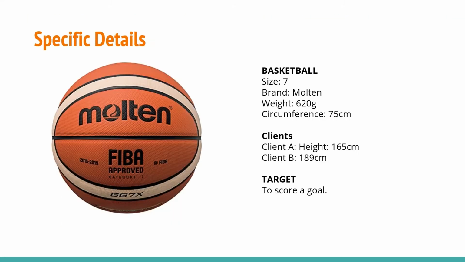Both clients will be using the same size 7 Molten basketball weighing 620 grams. The ring will be set at the standard height of 3 meters and they will be throwing the ball from the standard free throw line, which is 15 feet away from the ring.